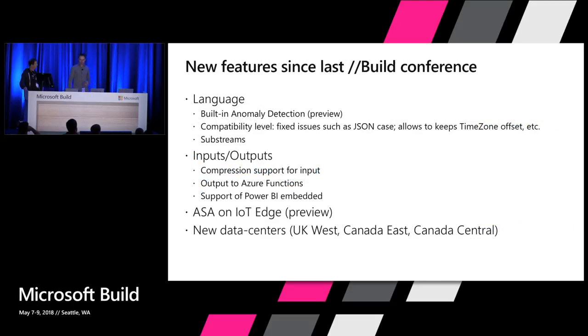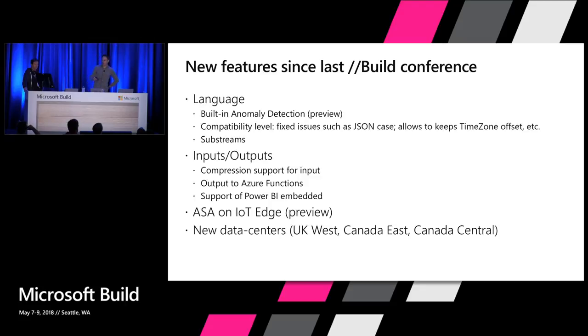So I mentioned a few of them, but I just wanted to recap what we did since last year, since last Build. So in terms of language, we did the first version of built-in anomaly detection. We added compatibility level in January and fixed a few old bugs that were there for a very long time. Not really bugs, but kind of, but we couldn't change them because we don't want to break any job. Basically, when you run 24/7, we don't want to make any breaking change and change the behavior. So we introduced this compatibility level to be able to do these kinds of things. We introduced substreams, I talked about it.